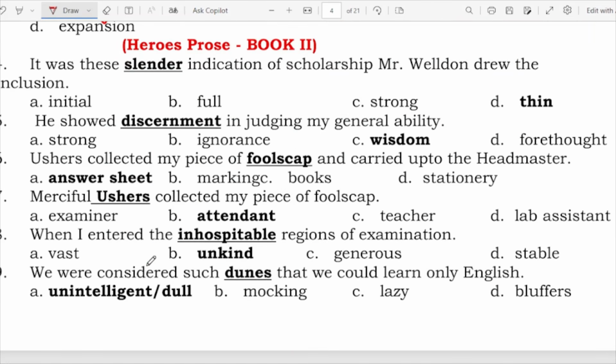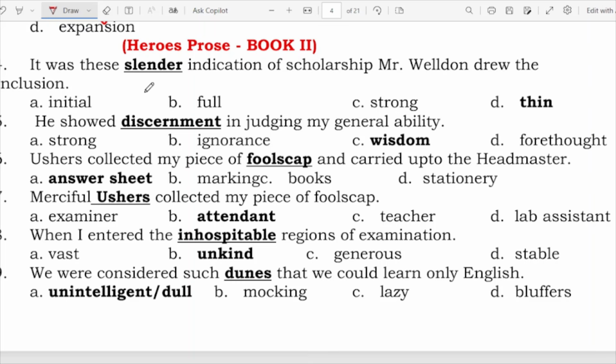Now these are from the modern prose, and now let's see the heroes' word synonyms. The first one is from Churchill. Slenders, that is very much. Here we have thin, very little. Discernment and the wisdom. Wisdom is shown by the headmasters. This is first year at Harrow.